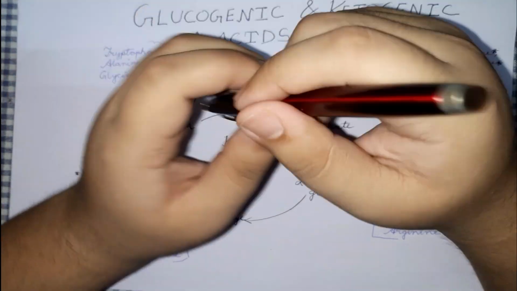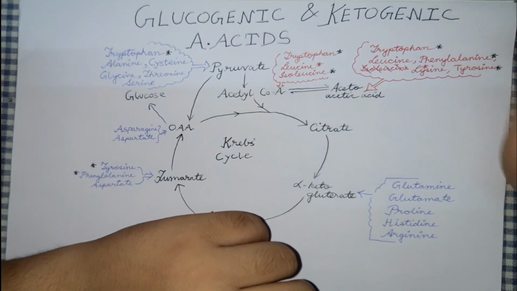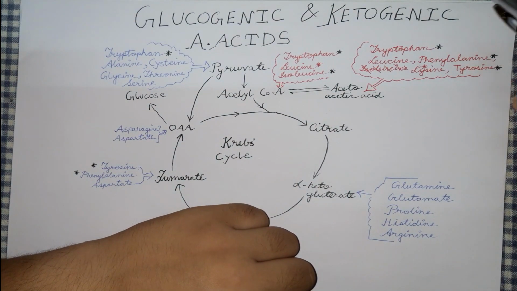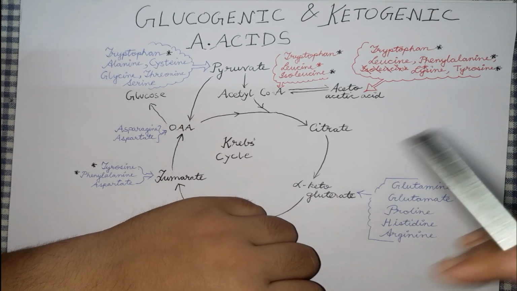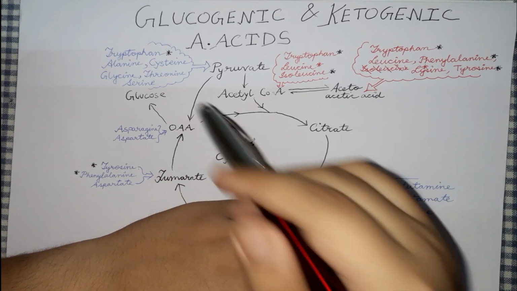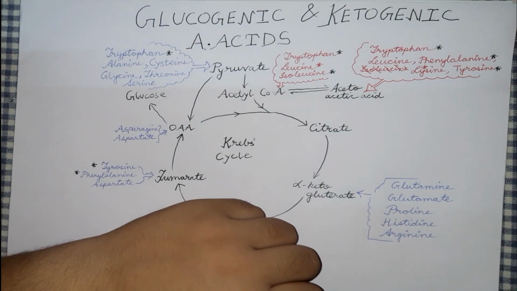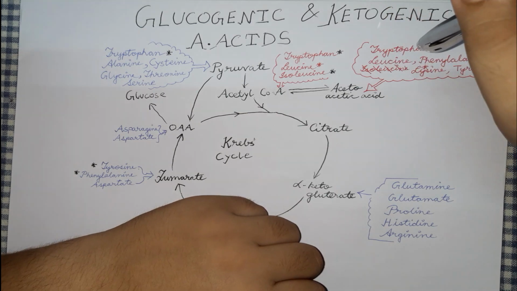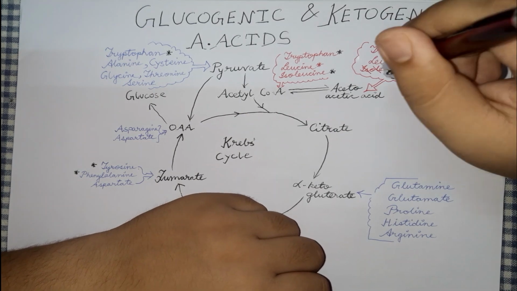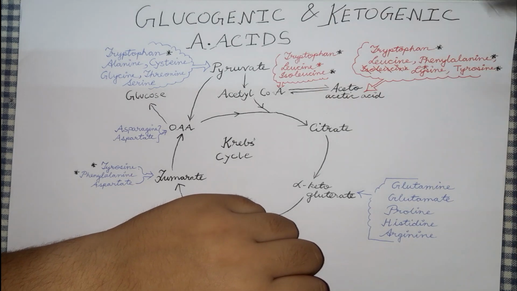But before we go on to that, I would like to explain an extremely important concept about the classification of amino acids, as you can already see, that is glucogenic and ketogenic amino acids. This is very important, and this is something that is very pertinent to our discussion on the specific amino acids. Now, what is all this?